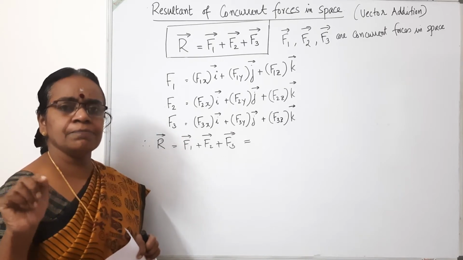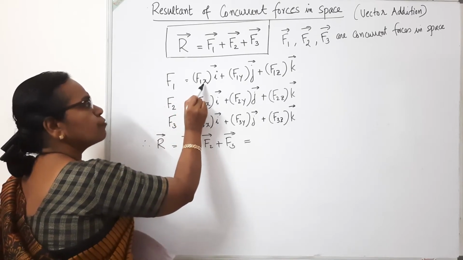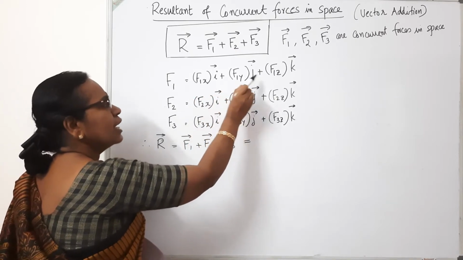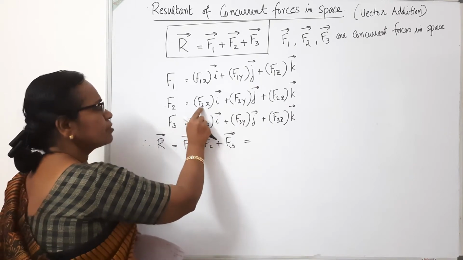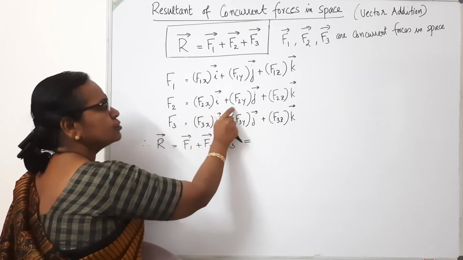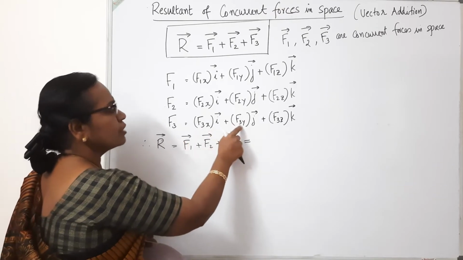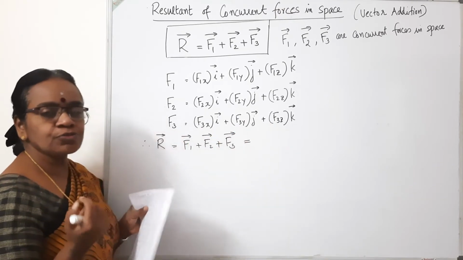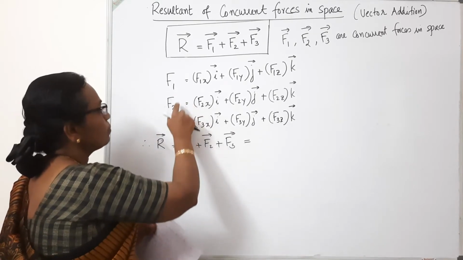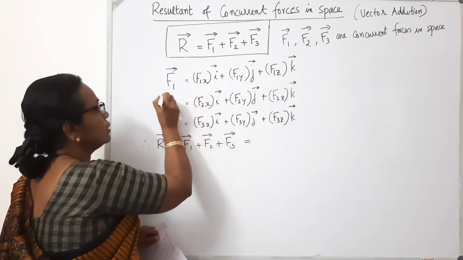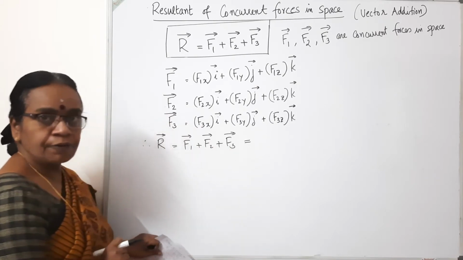So how will you represent a force in vector representation? Fx i plus Fy j plus Fz k. For the first one, F1, we have given a prefix 1: F1x i, F1y j, F1z k. Similarly, the second force, F2, is designated with a prefix 2: F2x i, F2y j, F2z k. Similarly, F3: F3x i, F3y j plus F3z k. Suppose we want to find out the resultant. The resultant is the vector sum of F1 plus F2 plus F3. So F1 vector, the first force vector, F2 the second force vector, F3 the third force vector, the sum of the vectors.